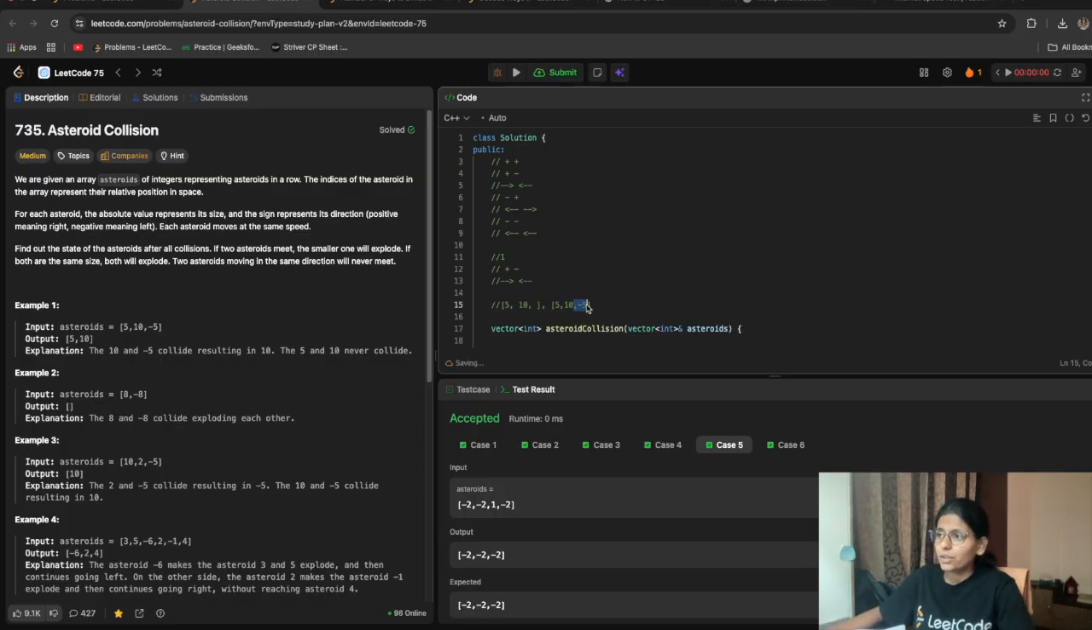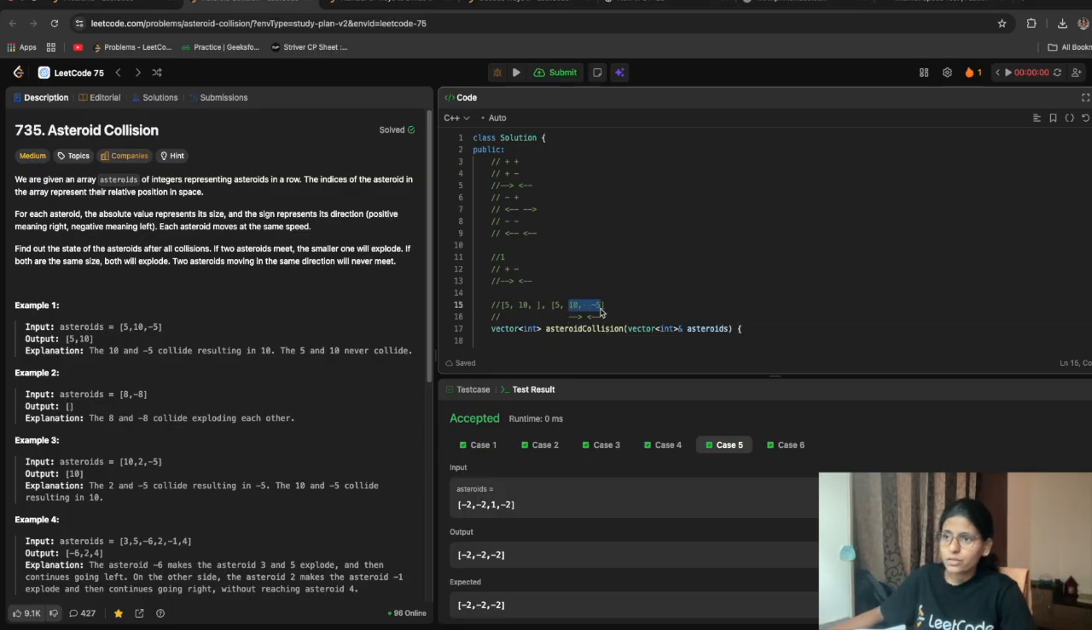Then we have minus 5. Minus 5 means that 10 and minus 5 are going to collide. Why? Because 10 has a plus sign, and this condition is occurring here. Basically this arrow will... So this is the scenario.